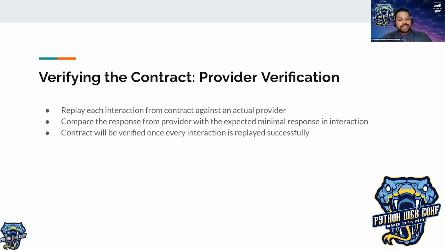The second part is that we take that contract and take each interaction, and remember that in the interaction we have the URL of the provider that is hit by the consumer. We take the URL from that interaction, hit it against an actual provider, and see the response returned by the provider. We verify the response returned by the provider against what we have in the interaction. If everything matches, we'll know that the interaction is valid. Once all of the interactions have been replayed successfully and there is no violation, we'll know that our contract has been verified.